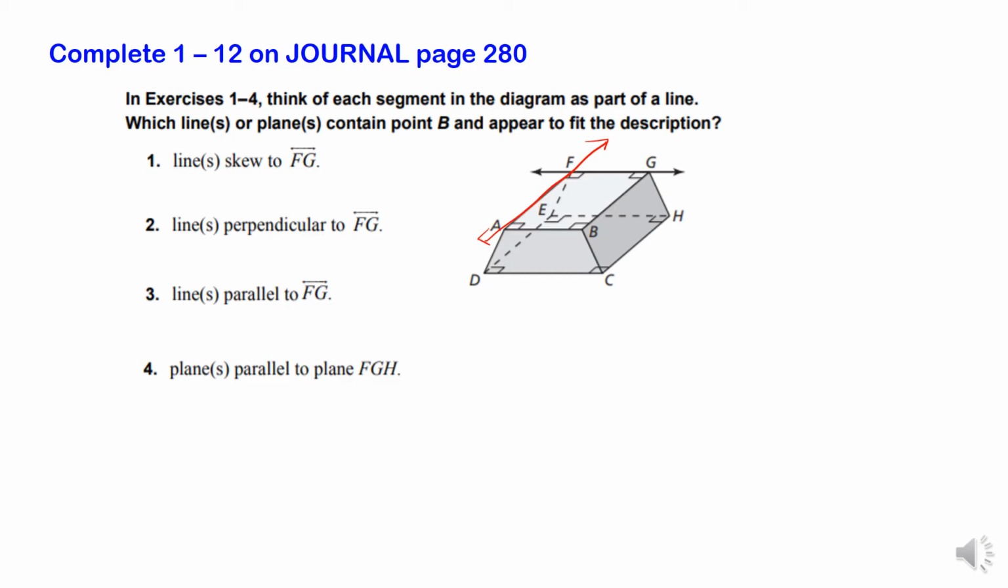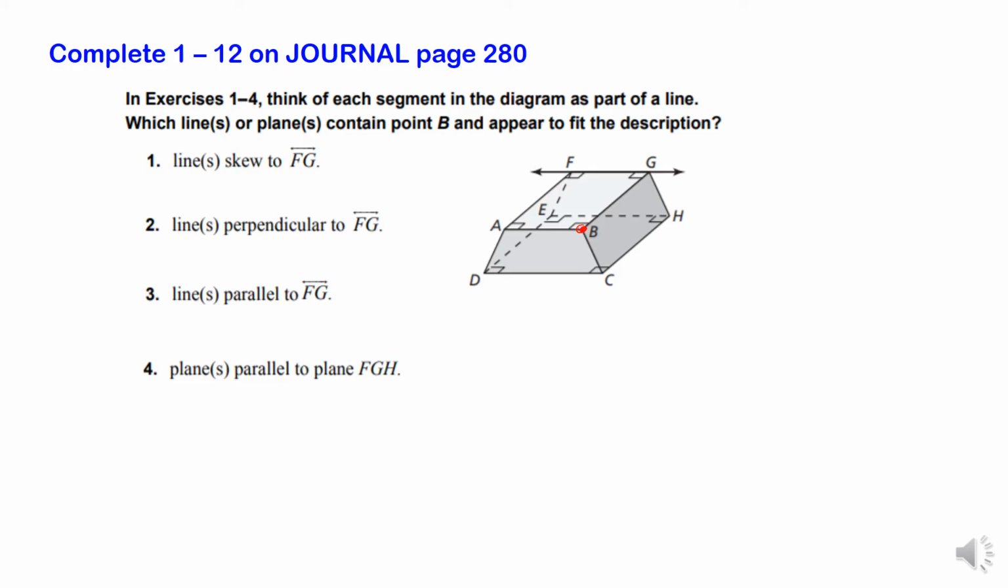And you're going to think about which line or plane contains point B and appears to fit the description. So everything has to fit point B. We're only talking about point B. So find a line skew to FG that contains point B.